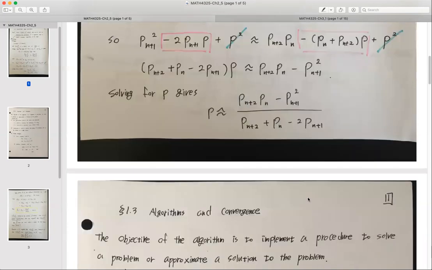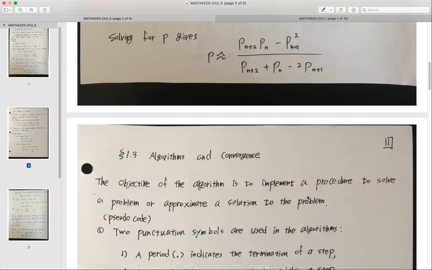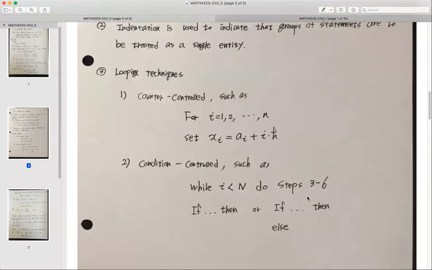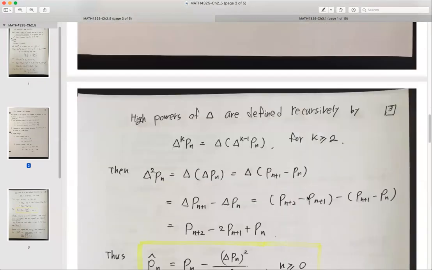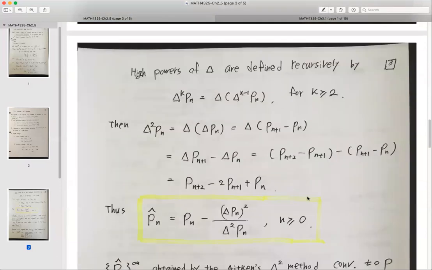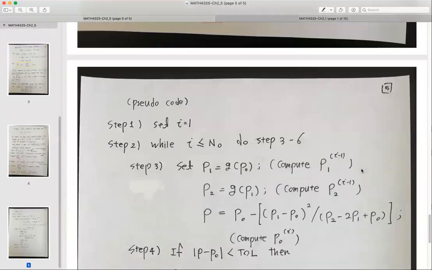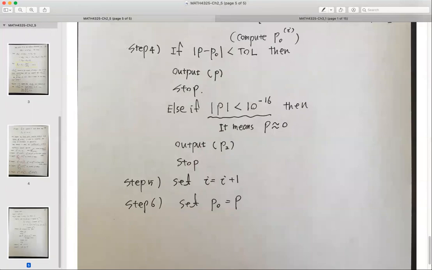Let me see. Oh, I think, give me a second, this is a typo. Okay, so now, yeah, give me a second.